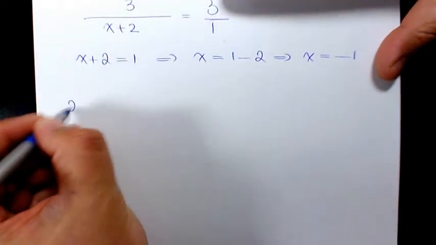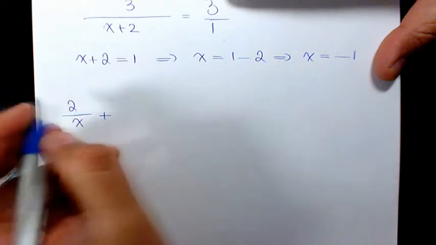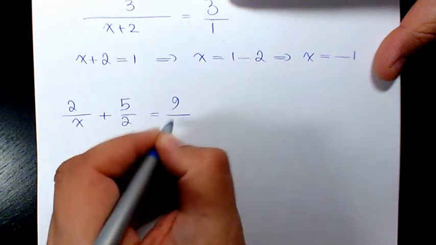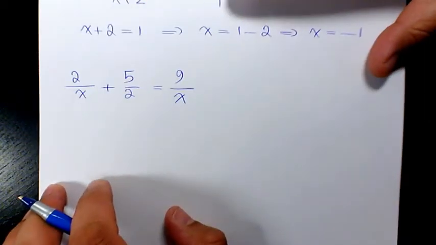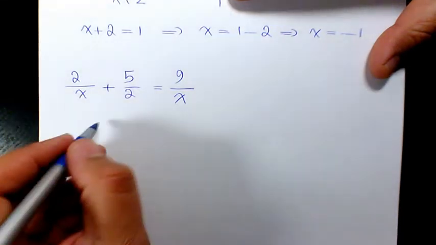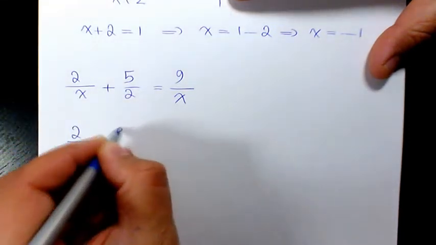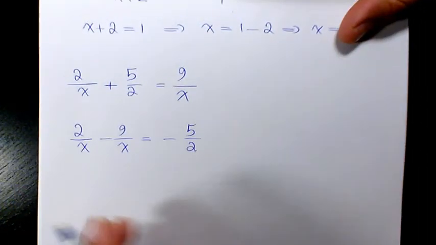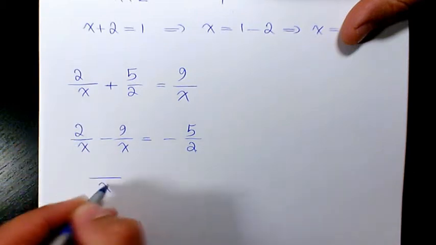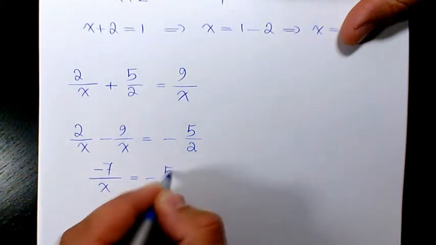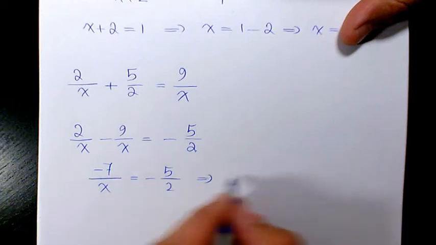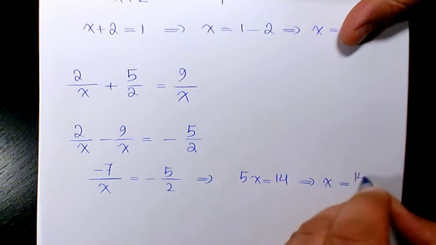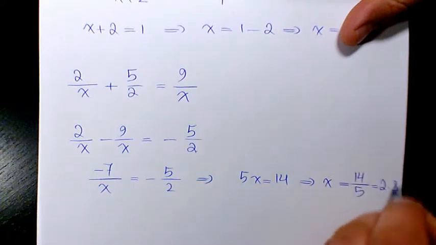Next example. 2 over x plus 5 over 2 equals 9 over x. In this example, I'm going to say 2 over x minus 9 over x equals negative 5 over 2. So it's going to be negative 7 over x equals negative 5 over 2. So 5x equals 14. X equals 14 over 5, or 2.8.